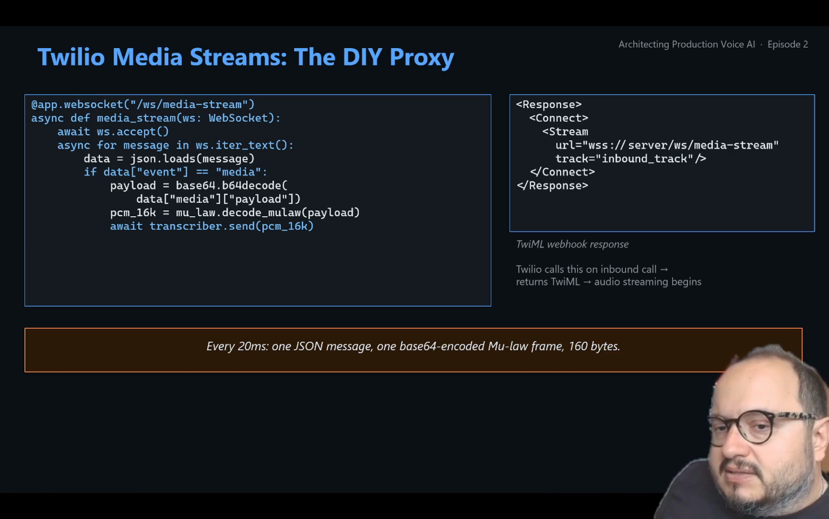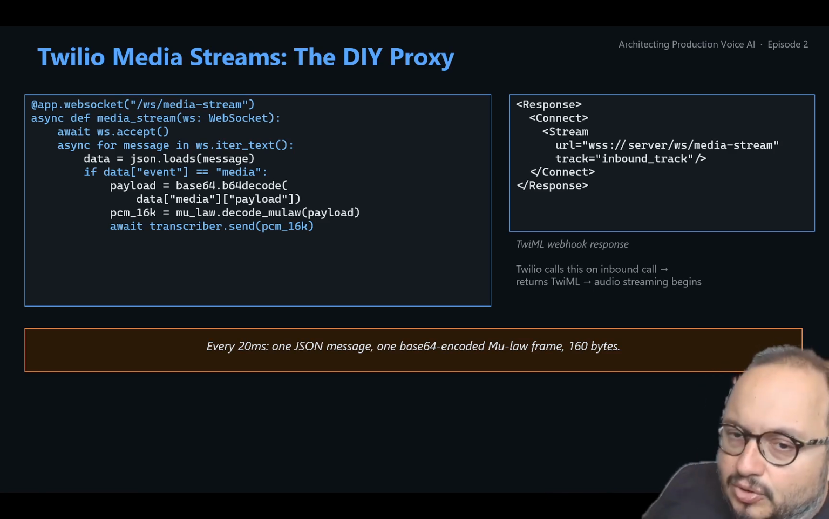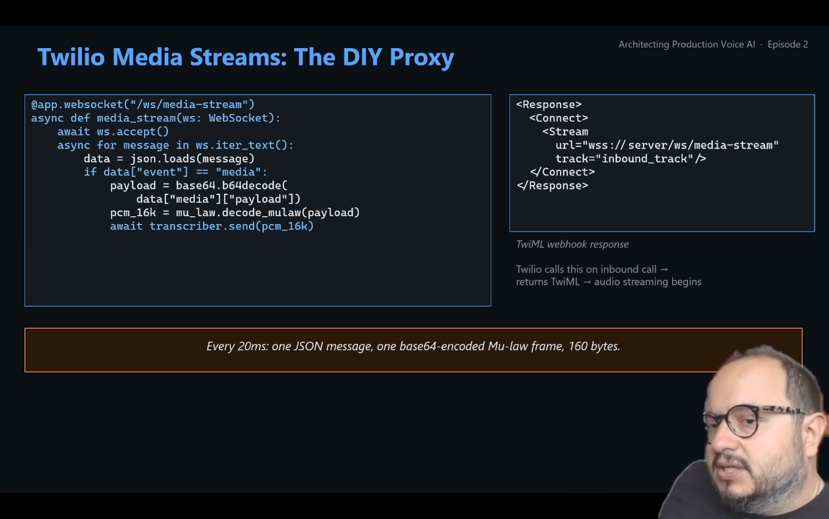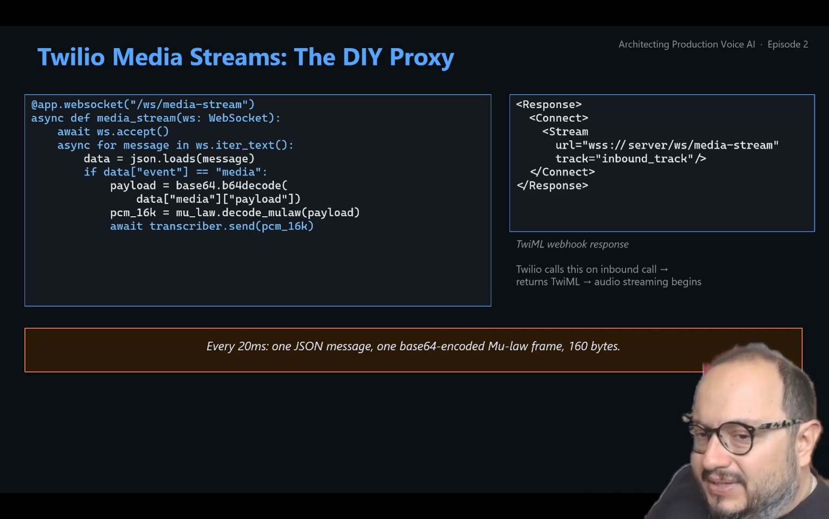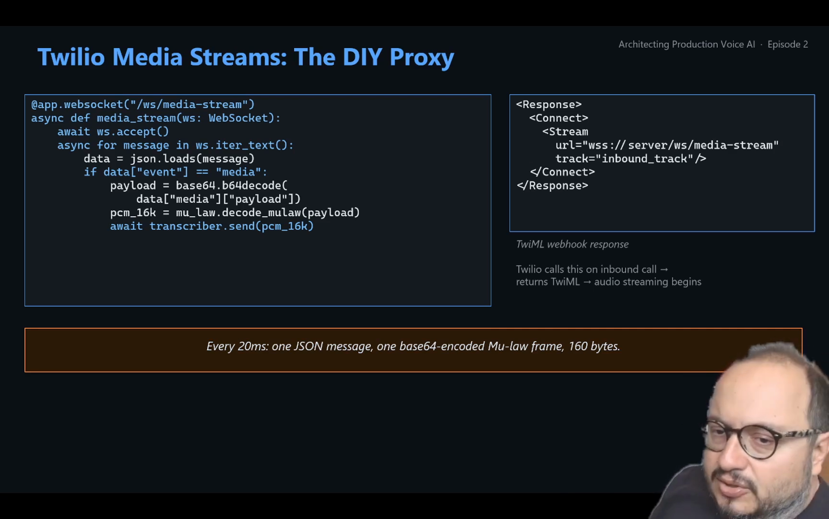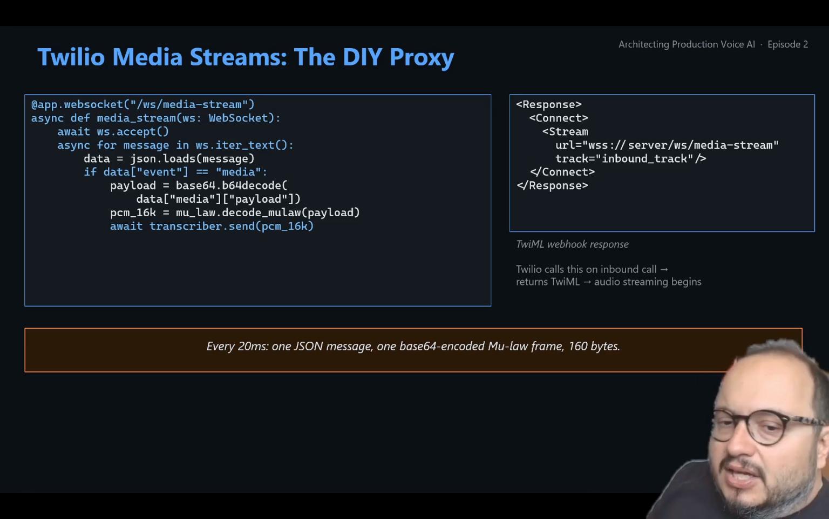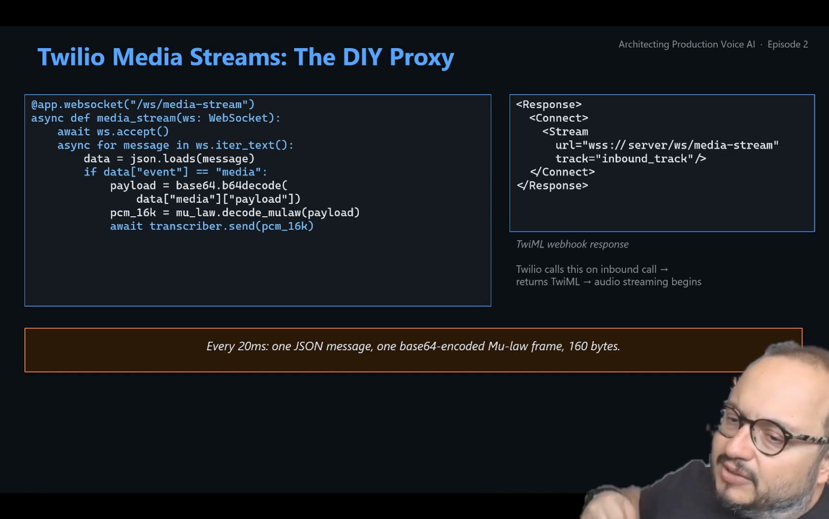Mu-law decoding converts the logarithmic encoding back to linear amplitude values. Python's audioop module has an ulaw2lin function that does this. Upsampling from 8 kHz to 16 kHz is a simple linear interpolation. For every input sample, you produce two output samples. On the return path, after your TTS engine produces 22 kHz linear PCM audio, you need to downsample to 8 kHz and then mu-law encode it before sending it back to Twilio.